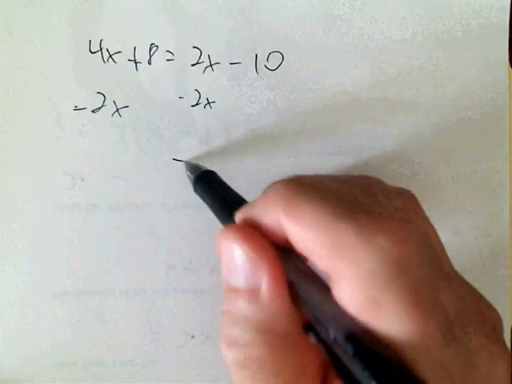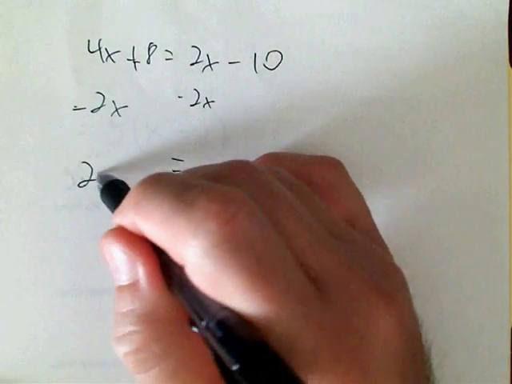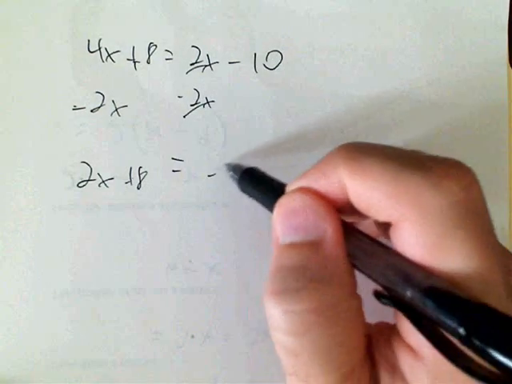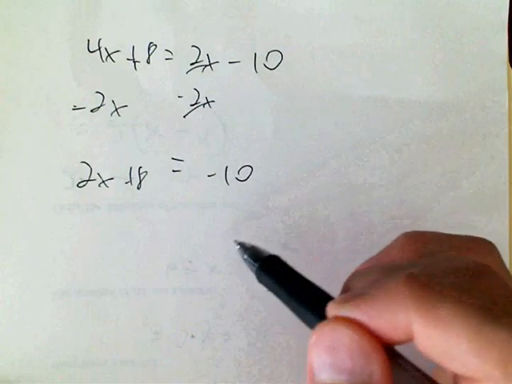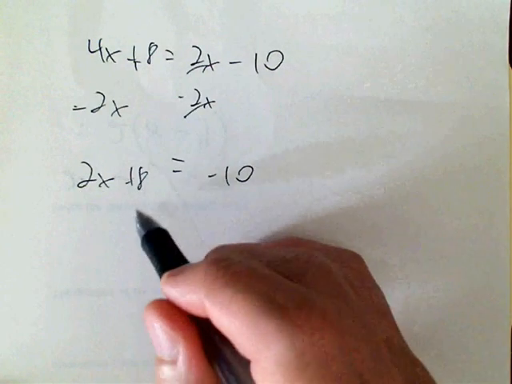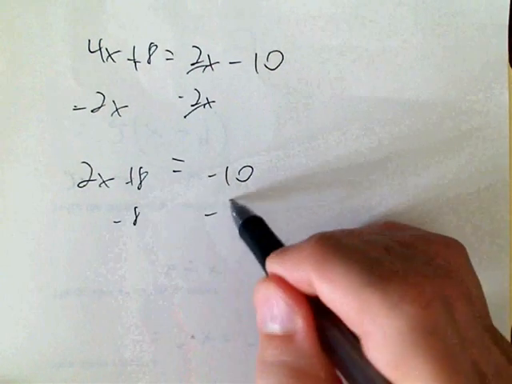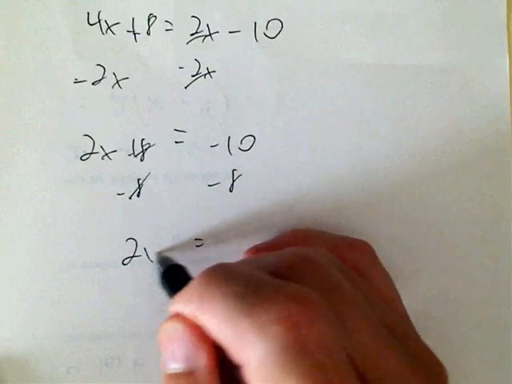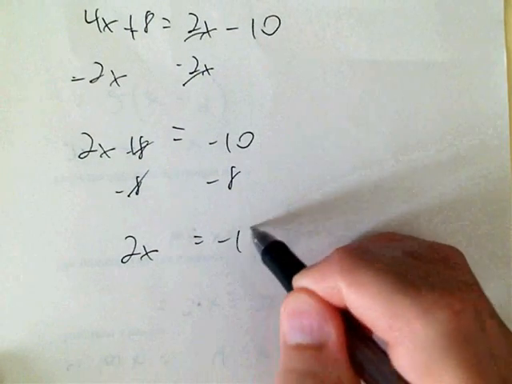So now we have like terms. 4x minus 2x is 2x. We're going to drop the plus 8. 2x minus 2x is 0, and it leaves negative 10. Now I don't have a choice. To isolate this term, I have to eliminate that plus 8 by subtracting. Those become 0, which leaves a 2x. And negative 10 minus 8 is negative 18.